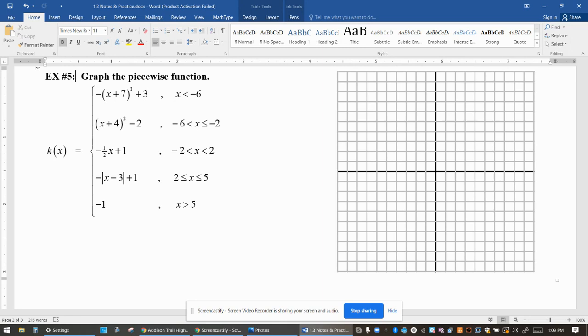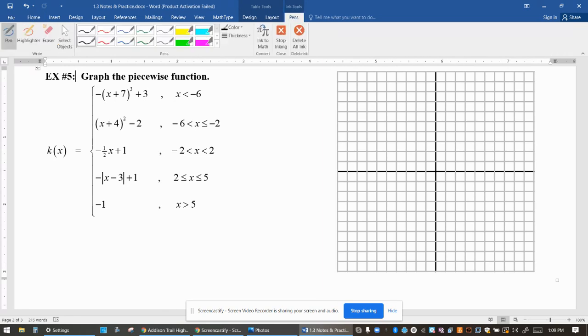Just ask myself, what type of functions are there? What are their transformations, reflections, and shifts? And what table of values am I going to need to use? The second thing that I do is ask myself, how is that function restricted? All of these functions have restrictions, and those you can see by the domains.